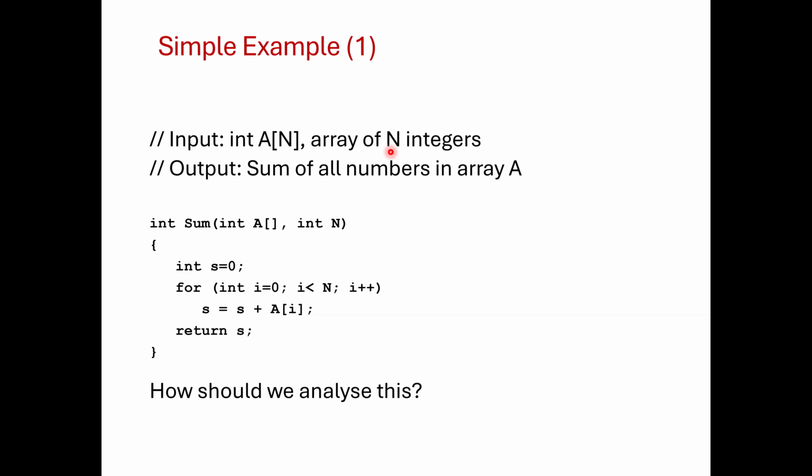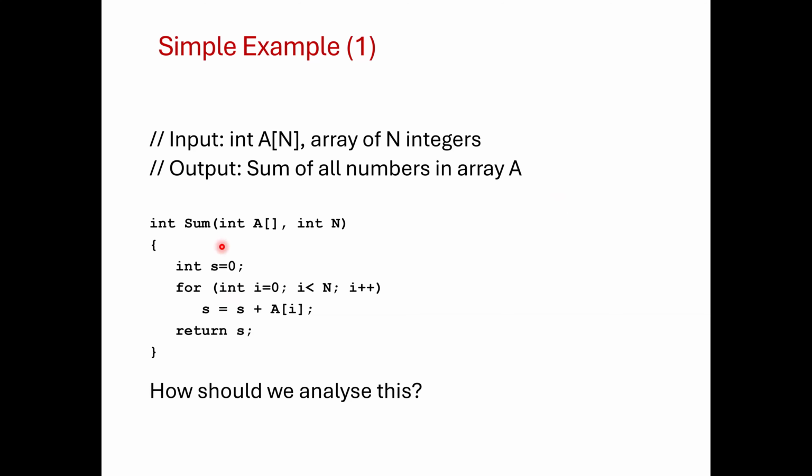N. Now, what is this function supposed to do? It says the output of this function will be to sum up all the numbers in the array A, right? So it's going to take all the numbers in this array, all the integer numbers, and find the total, the sum of all of these numbers. And so that is our piece of code here that we are going to analyze for running time. Now, how are we going to go about it?